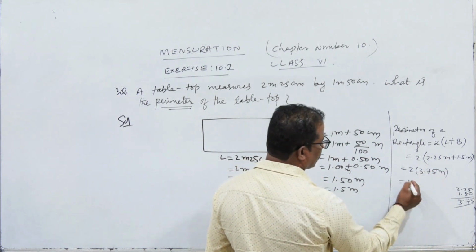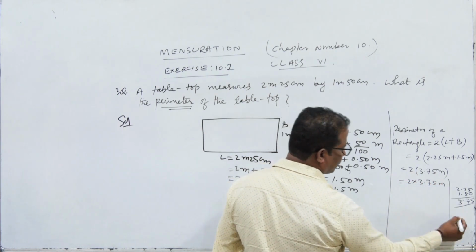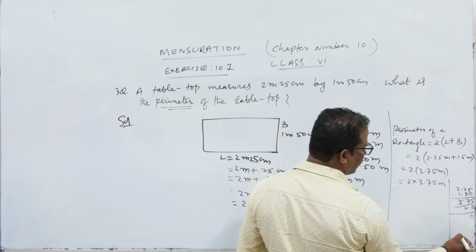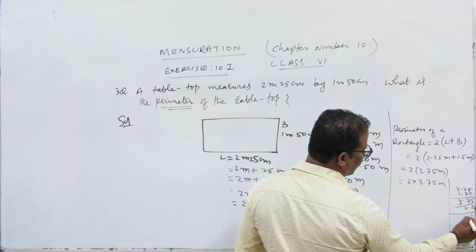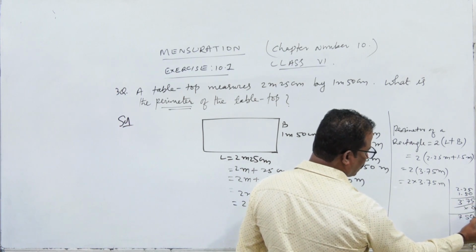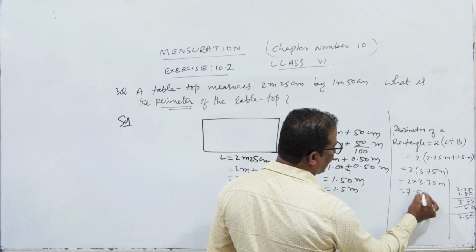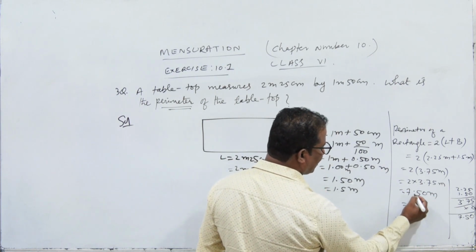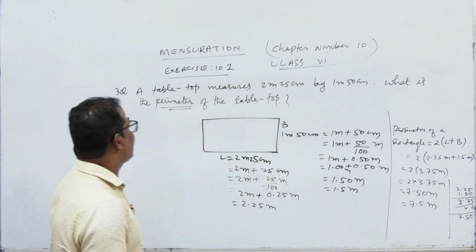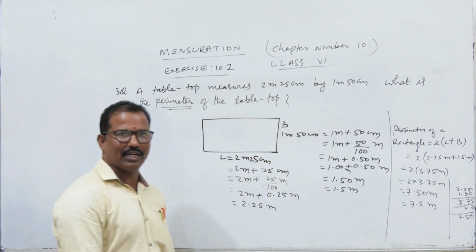Now 2 into this. So we have to multiply 2 into 3.75 meter. If you multiply by 2 to this number, 2 5s are 10, 1 remaining, 2 7s are 14, 15, 1 remaining, 2 3s are 6, 7. And the point will come after 2 decimals from right to left. That is 7.50 meter. Here also the point is there, so we can omit the 0. So the total perimeter of this tabletop is 7.5 meter. Understand?